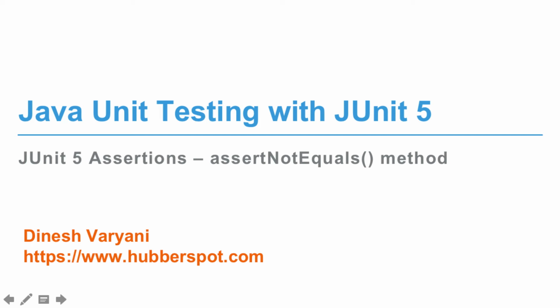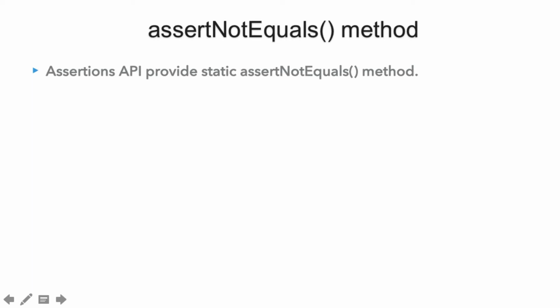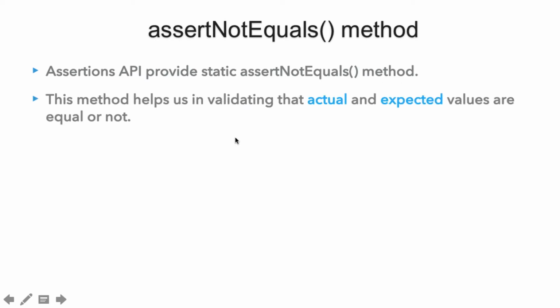Hi everyone. Let's continue to discuss JUnit 5 assertions. So in this lecture we will discuss the assertNotEquals method. The assertions API provides a static assertNotEquals method. This method helps us validate whether the actual and expected values are equal or not.